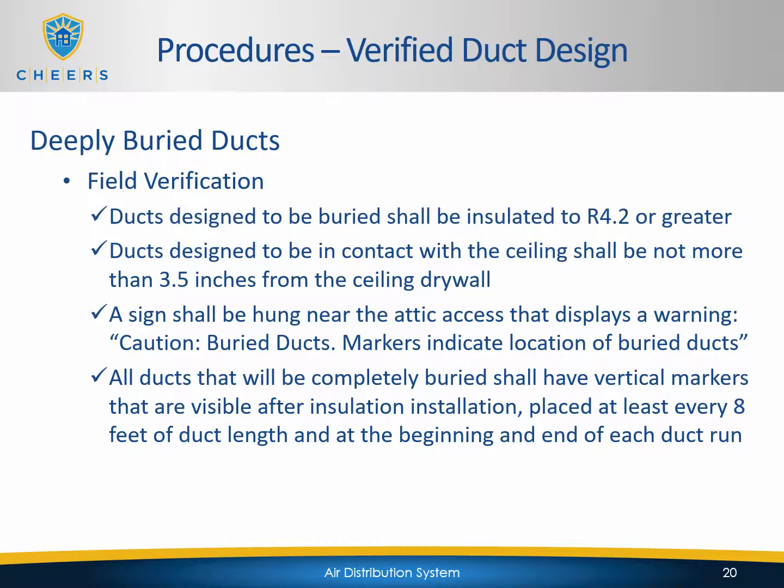So the field verification for deeply buried ducts is virtually identical to just buried ducts. We have the same 4 items. The ducts need to be insulated to R4.2 or greater. They need to be no more than 3.5 inches from the ceiling drywall. We need to have that sign near the attic access, caution buried ducts, markers indicate location of buried ducts, and all those ducts need to be identified with vertical markers every 8 feet of duct length and at the beginning and end of each run. So the only difference between buried ducts and deeply buried ducts is how thick the insulation is above the duct itself.